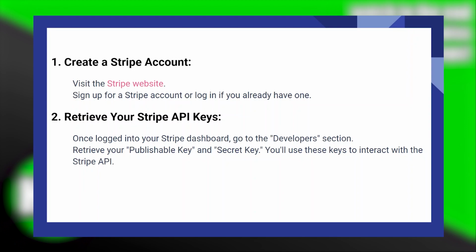Now sign up for a Stripe account or log in if you already have one. Retrieve your Stripe API keys. Once you're logged into your Stripe dashboard, go to the Developer section. Retrieve your publishable key and secret key. You will use these keys to interact with the Stripe API.